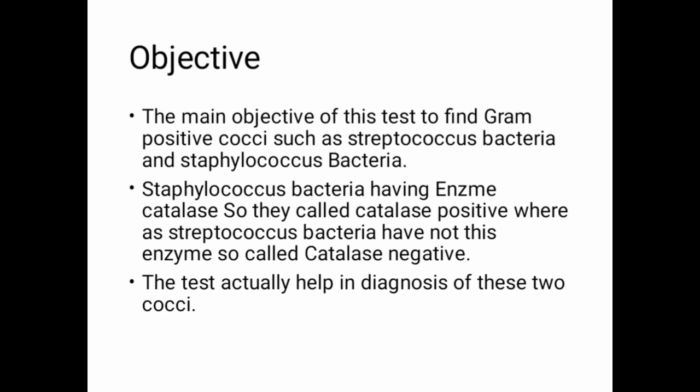Objective. The main objective of this test is to find gram-positive cocci such as Streptococcus bacteria and Staphylococcus bacteria. These two bacteria are categorized under the classification of gram-positive cocci. So Staphylococcus bacteria have the enzyme catalase, so they are called catalase positive, whereas Streptococcus bacteria have not, so they are called catalase negative. The test actually helps in the diagnosis of these two cocci.